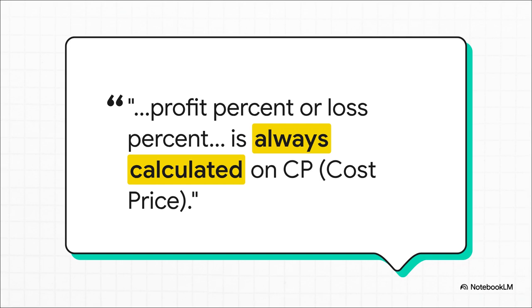Now, when we talk about profit or loss percentage, there is one rule to rule them all. As this quote says, that percentage is always calculated based on the cost price. The CP is your anchor, your starting line, your 100%. Everything is measured against what you paid in the first place.